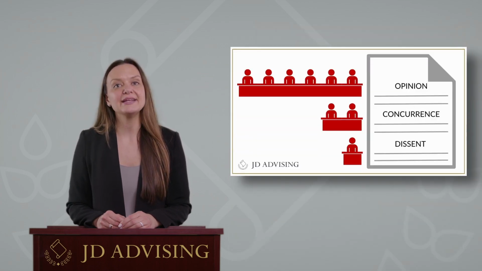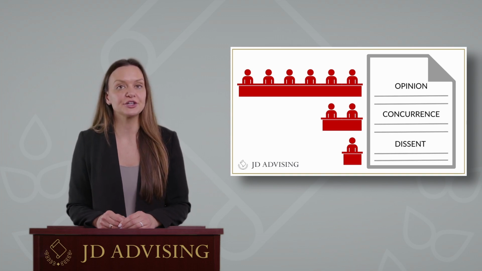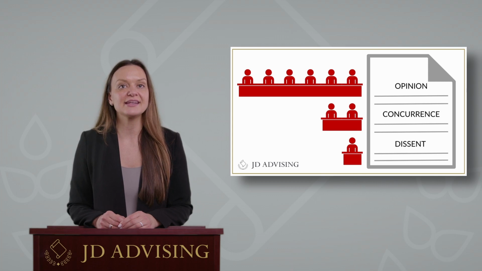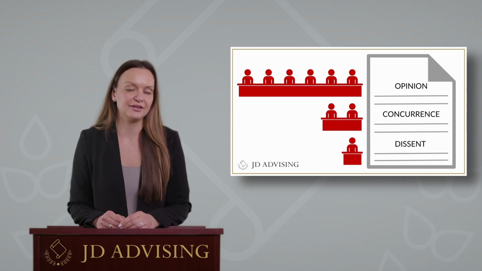Sometimes the court will write an opinion to say why it decided the way it did. Sometimes the opinion will include a concurrence or a dissent along with the majority opinion. The majority opinion is the opinion that is agreed to by the majority of the judges. For example, that would be if 6 of the 9 judges agreed.